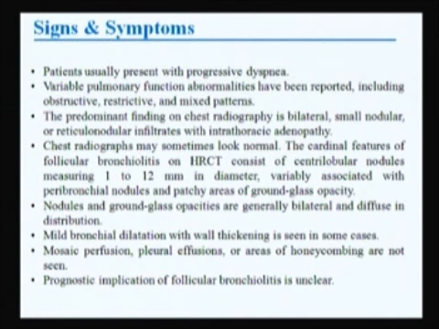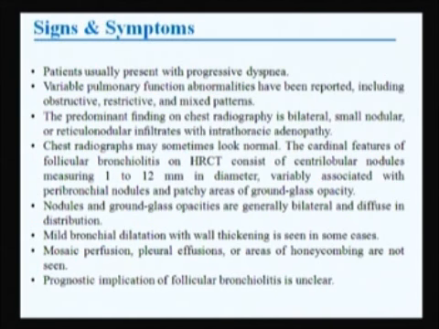Patients present pretty much like our patient with progressive dyspnea, variable pulmonary function abnormalities, including restrictive, obstructive, or a mixed pattern. Predominant findings on chest X-ray are bilateral, small clusters of nodular or reticulonodular infiltrates with intrathoracic adenopathy, again, like we saw in our patient. The adenopathy was present, but it was not that impressive, about 10 to 15 millimeters in its larger diameter.